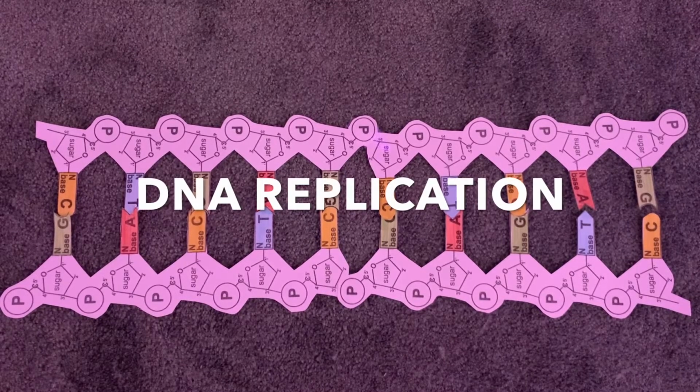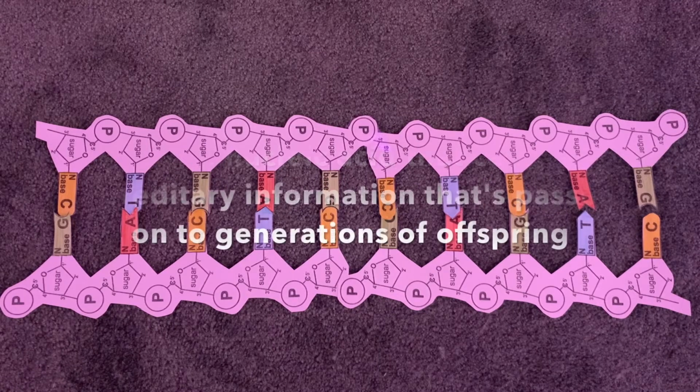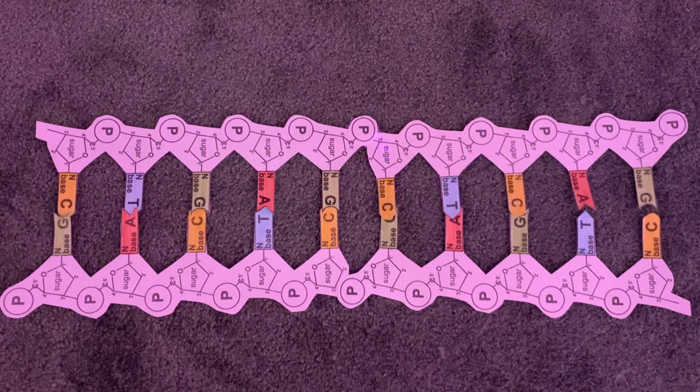This is the process of DNA replication. DNA is a type of nucleic acid that carries hereditary information that's passed on to generations of offspring. DNA is typically found in a double helix structure, where both matching strands are held in an anti-parallel orientation. The 5' end of the strand is matched with the 3' end of the other strand.